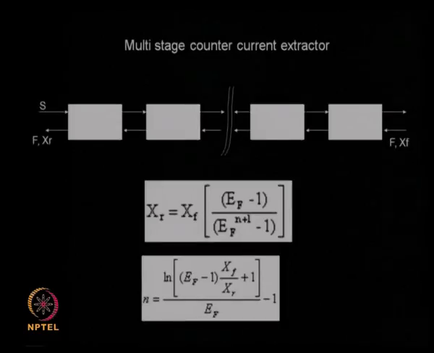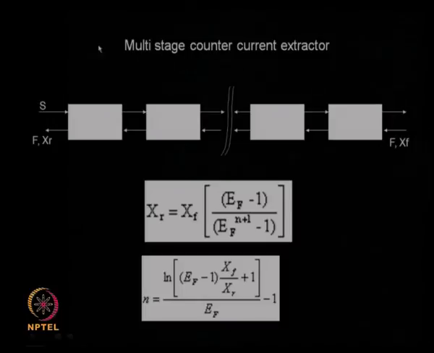Okay. Let us try to derive some equations for a countercurrent multistage process. Imagine you have n stages. Your feed is entering from this end at a concentration of the solute as XF, and after n stages of extraction the raffinate contains concentration XR. Your solvent is entering from the left hand side and it is travelling through each stage and then finally leaving the train.